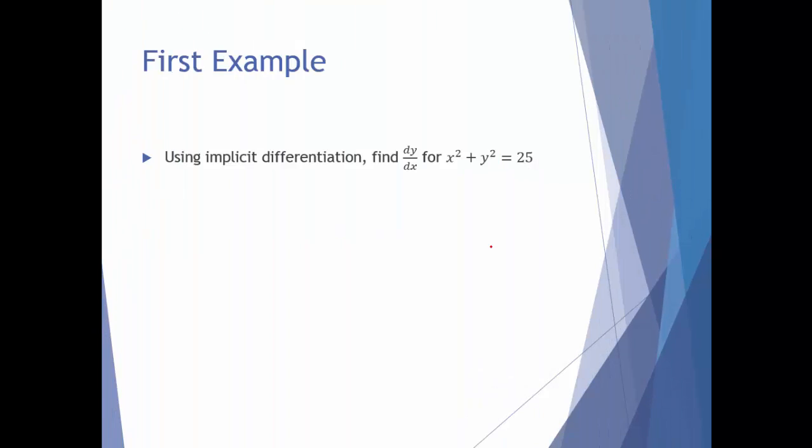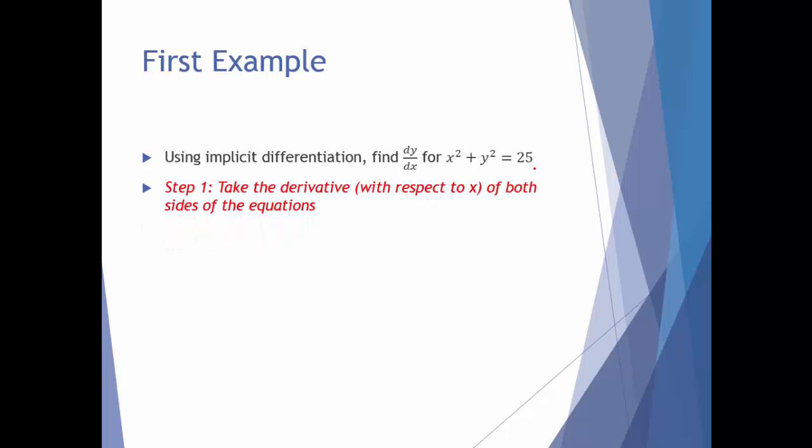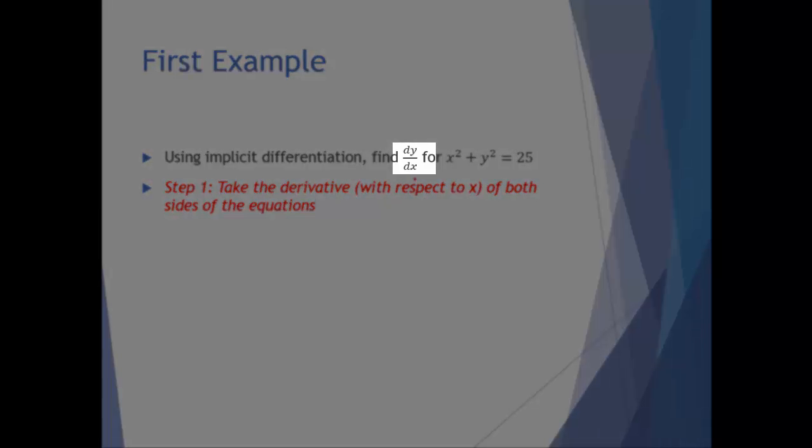So for example, using implicit differentiation, find dy/dx for x squared plus y squared equals 25. So again, that's a circle centered at the origin with a radius of 5. Okay, and we're going to try and take the derivative of this. So step one, we're going to take the derivative. This is with respect to x. We can tell that because of the dx in the denominator.